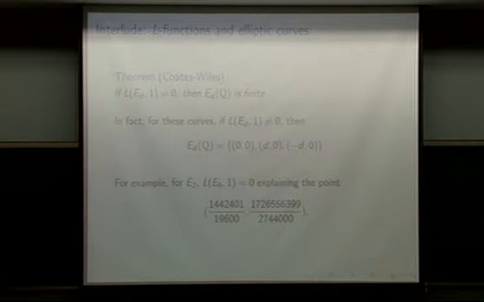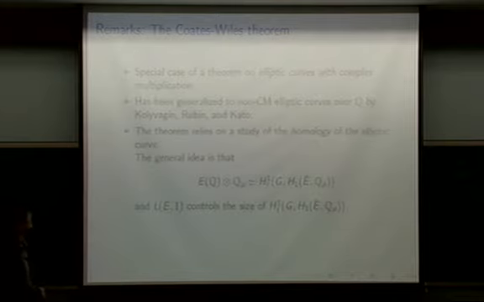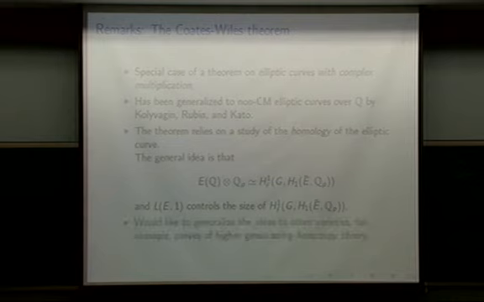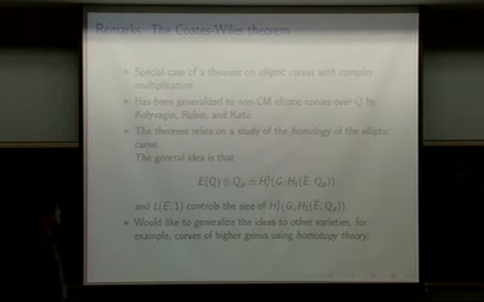But anyways, even though I don't like this philosophy too much, I've been essentially working on trying to generalize this idea to curves of higher genus, even though I don't like it too much. So the point is that the theorem of Coates and Wiles itself relies on studying the homology of the elliptic curve. That's the basic idea.